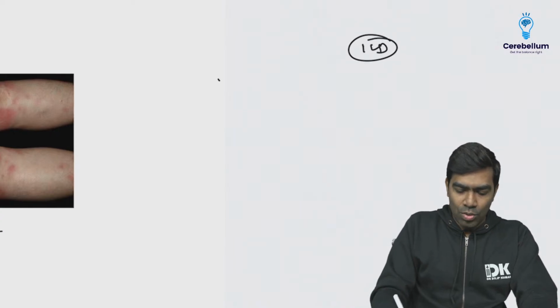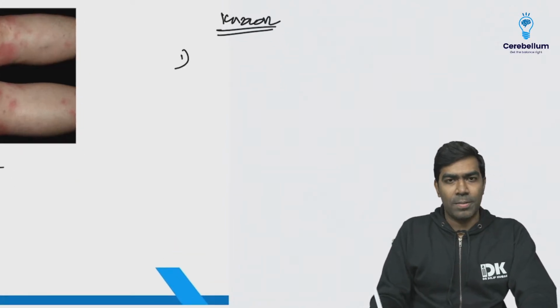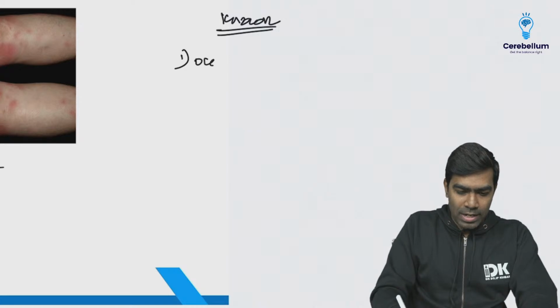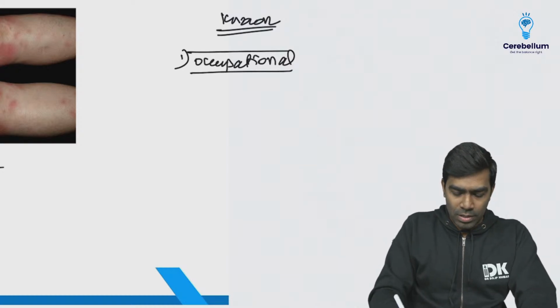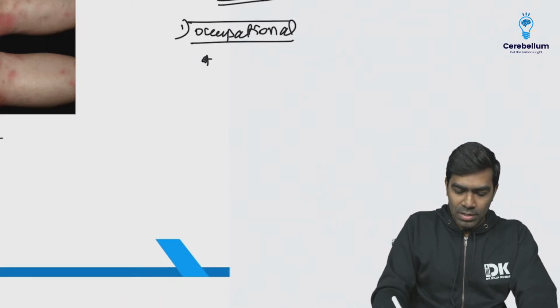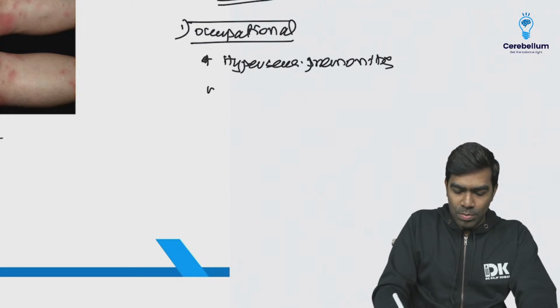Number 1, ILD due to known causes. So what are the ILDs that occur due to known causes? Number 1 is occupational ILDs. Very, very important. So what are occupational ILDs? Occupational means it could be hypersensitivity pneumonitis. Second, it could be pneumoconiosis.